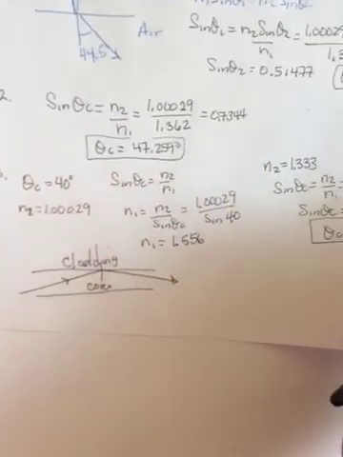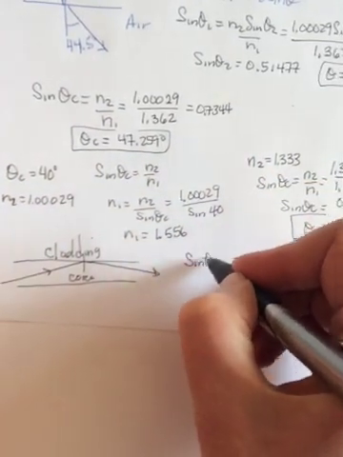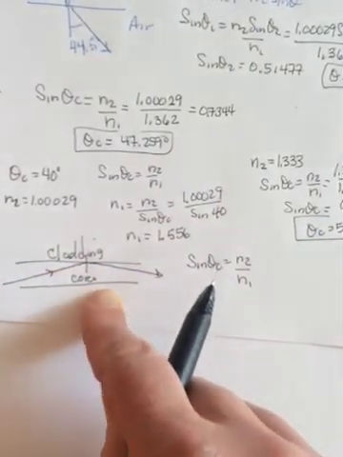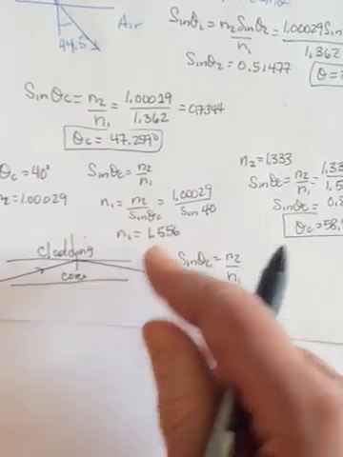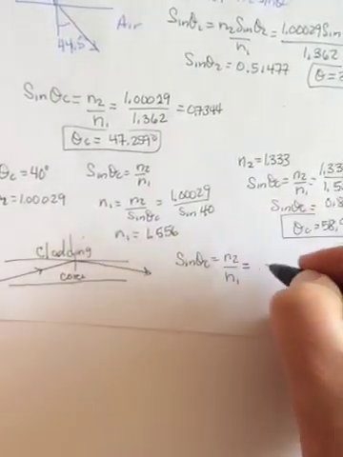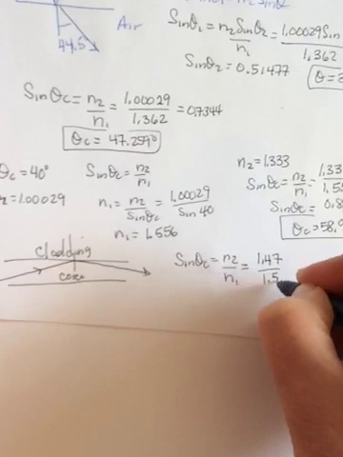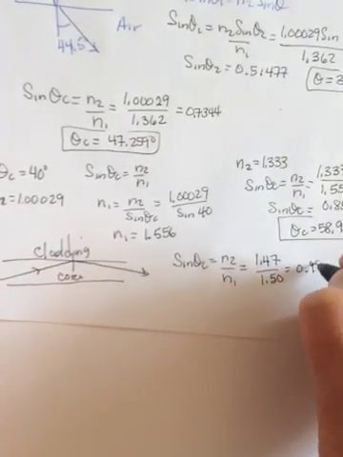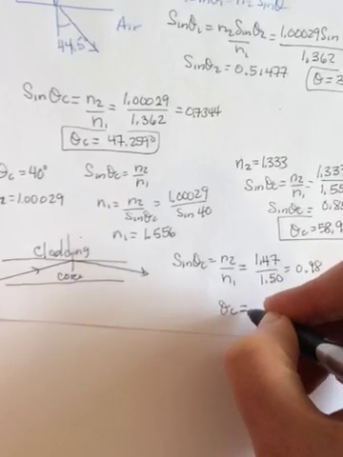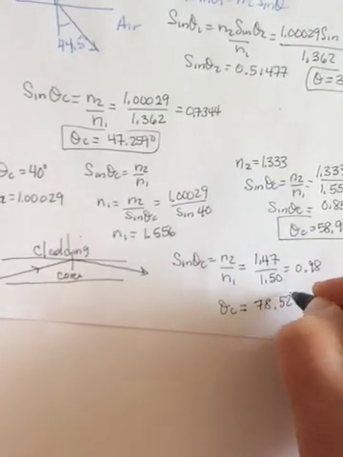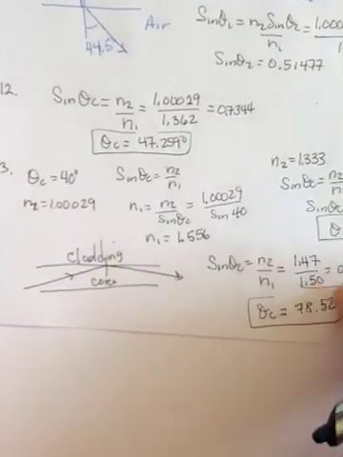And the question wants to know, calculate the critical angle. So we know sine theta c is equal to N2 over N1. The cladding is going to be 2, the core is going to be 1. You're going to look it up in your textbook in the chart, and when you do, you'll see the index for cladding is 1.47, and for the core it's 1.50. So this will be 0.98. Take the inverse sine of both sides and get 78.52 degrees.